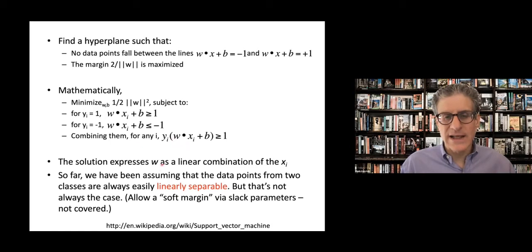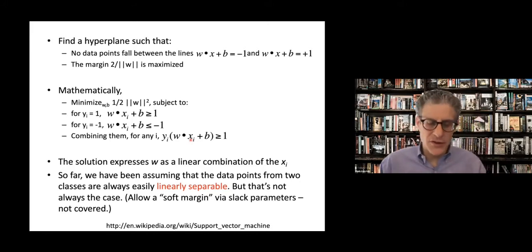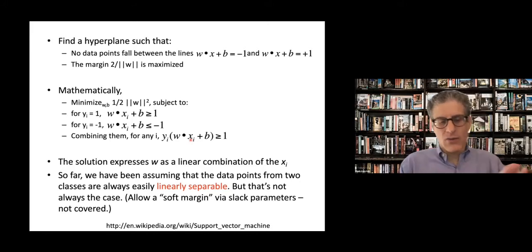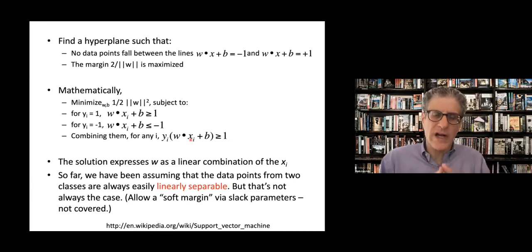And the idea is that the solution for this W vector is a kind of linear combination of your initial data points. Now, you might say, what if there's no way of separating your data points by a plane? There's just no way. So there are different approaches. One thing that we're not going to cover is the idea with the support vector machine of having a kind of soft margin. They have these things called slack parameters, which we're not going to talk about in this class today.